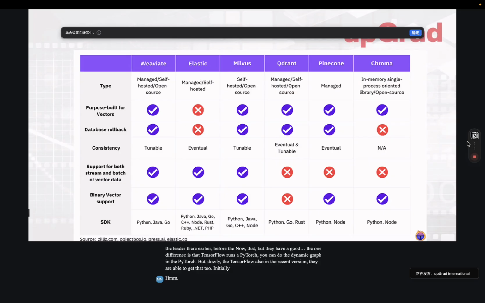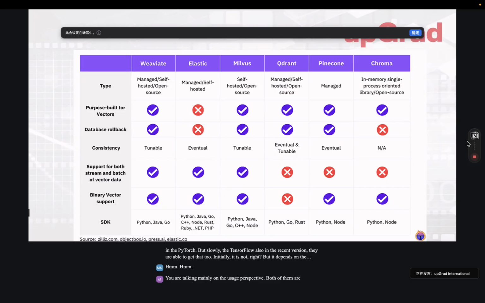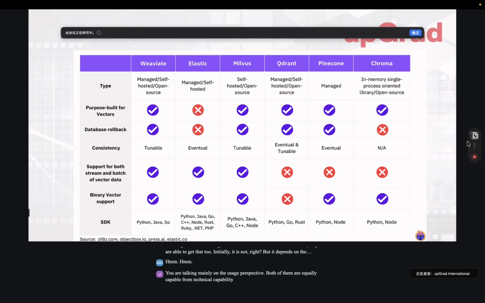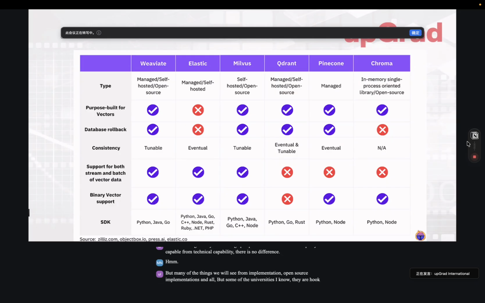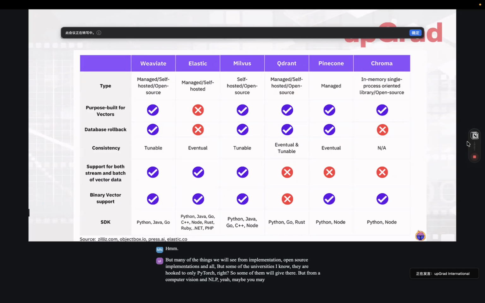Initially, it was not, right? But it depends on the usage perspective. Both of them are equally capable from a technical capability standpoint. There is no difference. But many of the things you see are open source implementations and all. Some of the universities I know are hooked to only PyTorch, right? So for computer vision or NLP, maybe you may get a little more examples of TensorFlow, but PyTorch is also equally good.